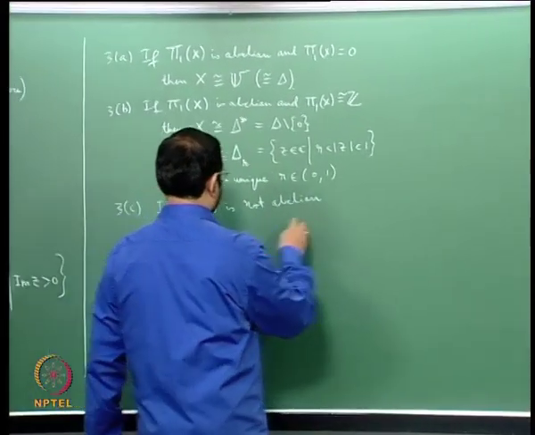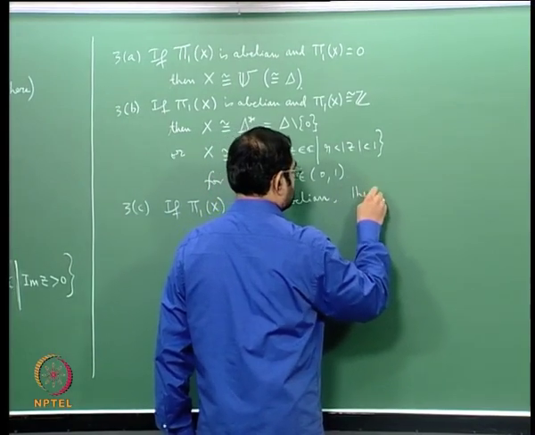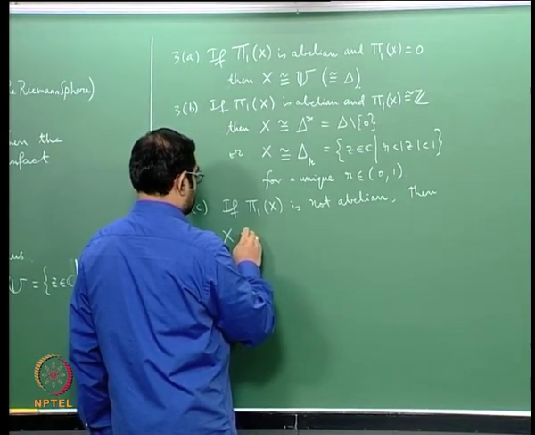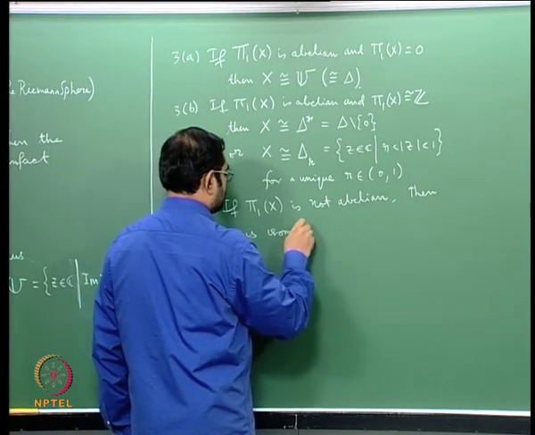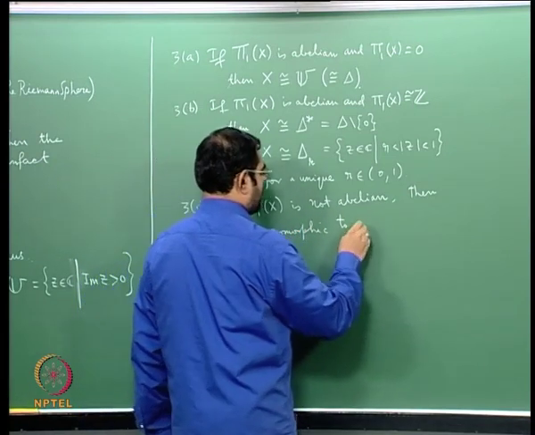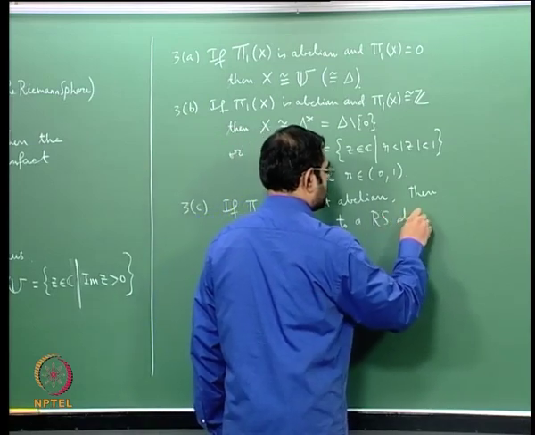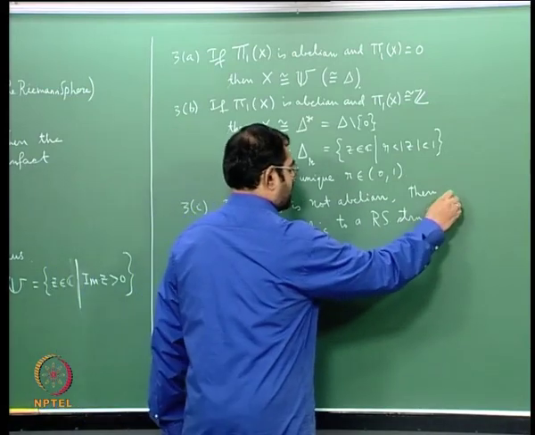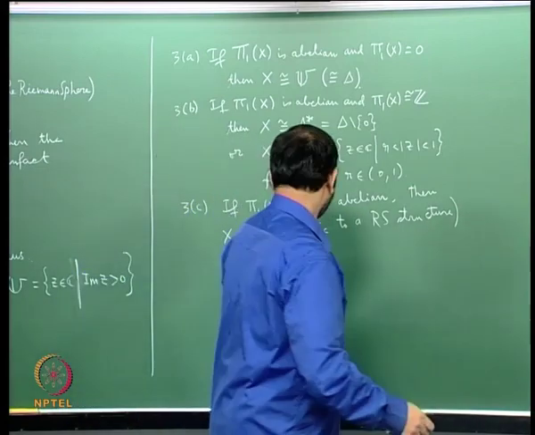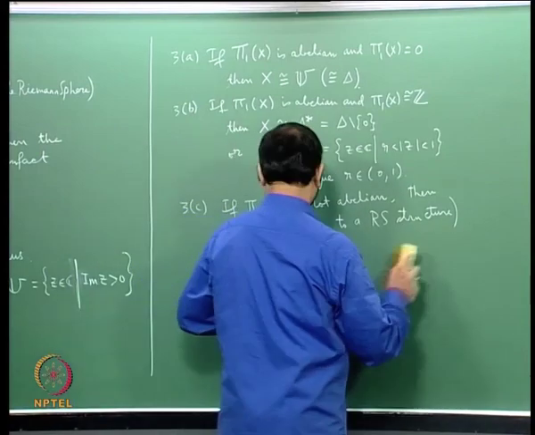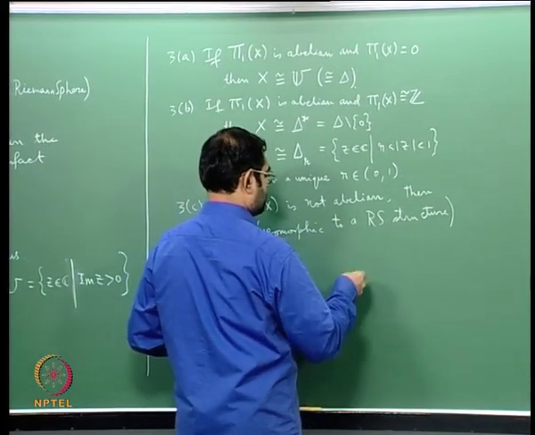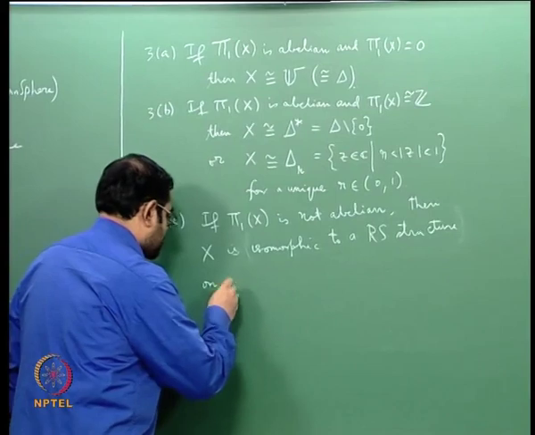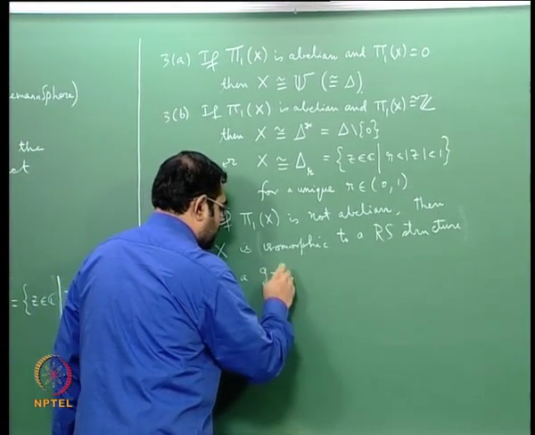So let me write that if pi 1 of X is not abelian, then X is isomorphic to a Riemann surface structure on a g-torus.